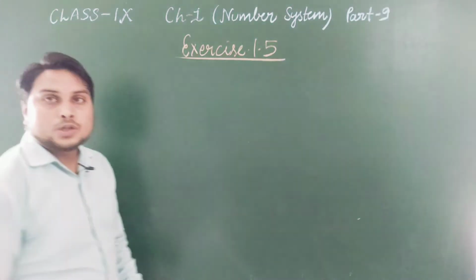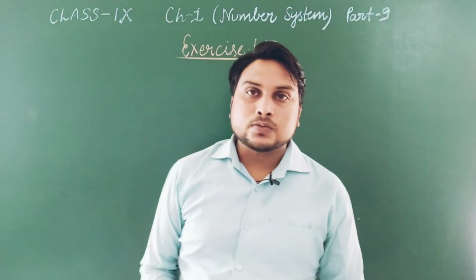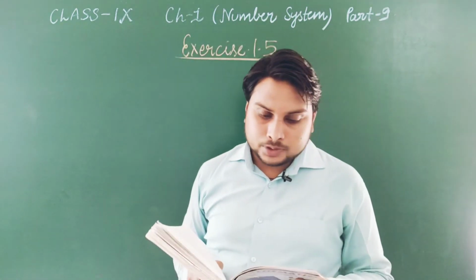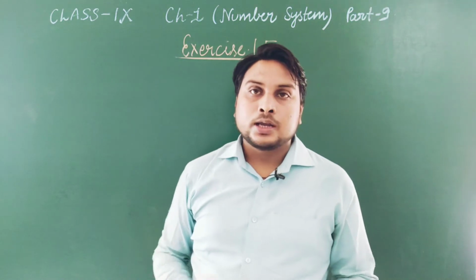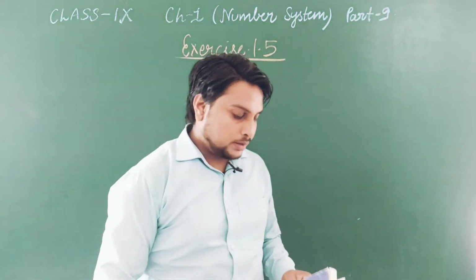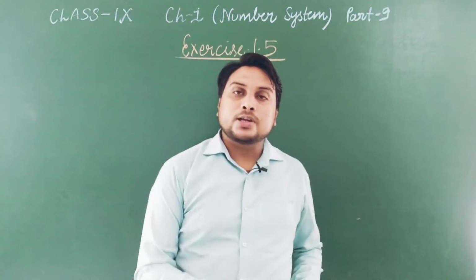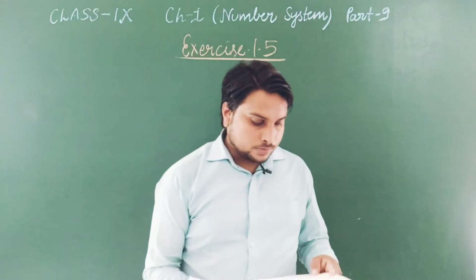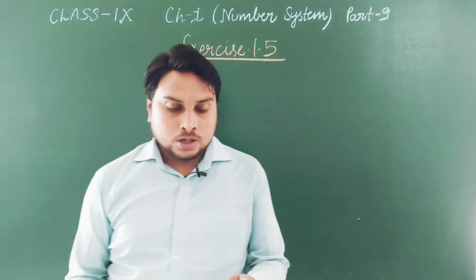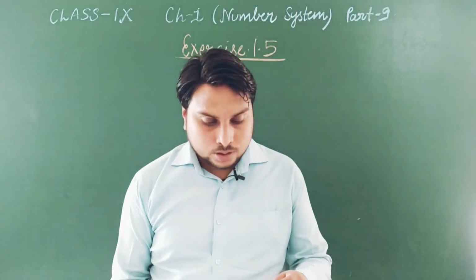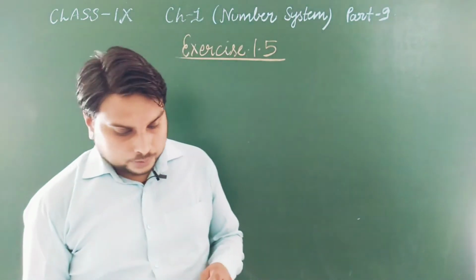Let us talk about the questions given in exercise 1.5. The first question is to classify the following numbers as rational or irrational. It is very easy to tell. I have told you already that if there is addition or subtraction of a rational and an irrational number, then the number will always be an irrational number. On the basis of that, and whatever I have taught you in the previous videos, we can do the first question of exercise 1.5.